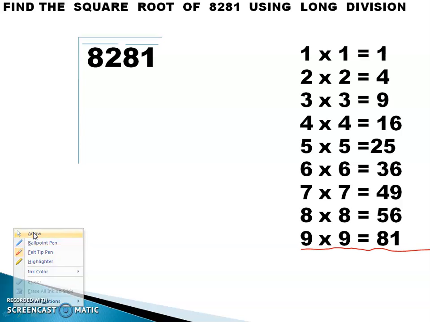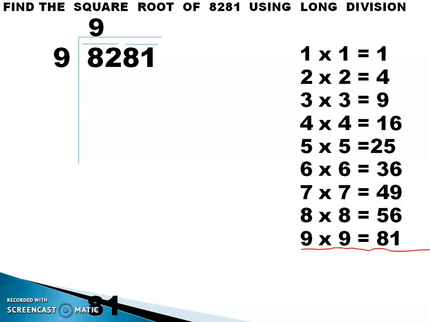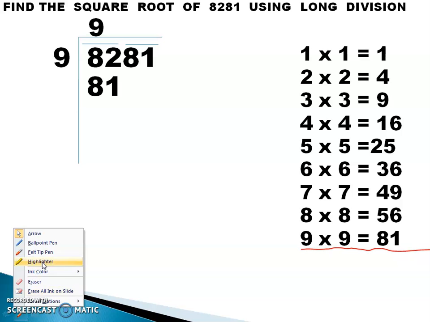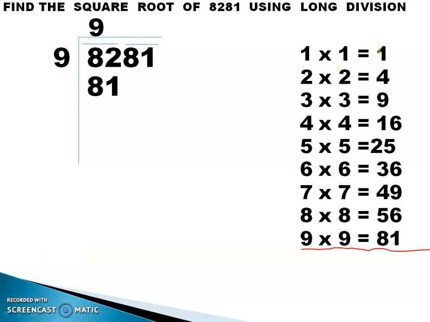Let's see. 9 into 9 equal to 81. Did you see that? How did I write? 9 into 9, 81. Okay, students, I chose a perfect square number which is near to 82. These are the perfect square numbers. Which are the perfect square numbers?